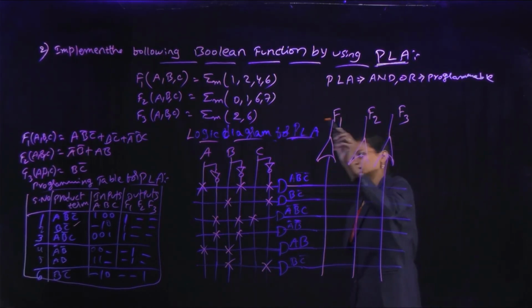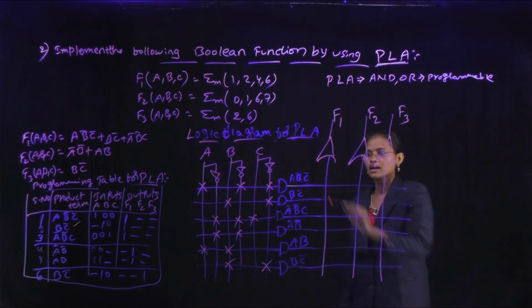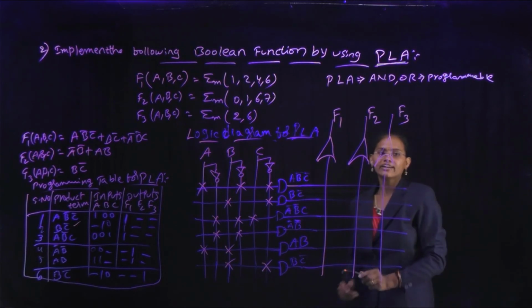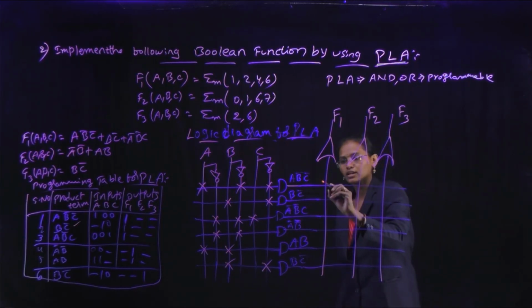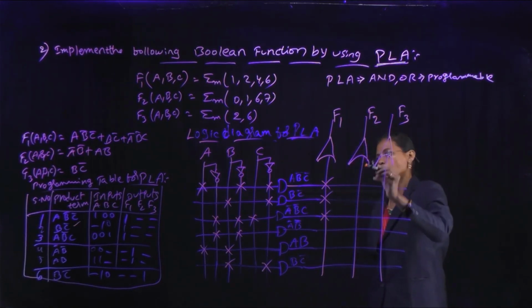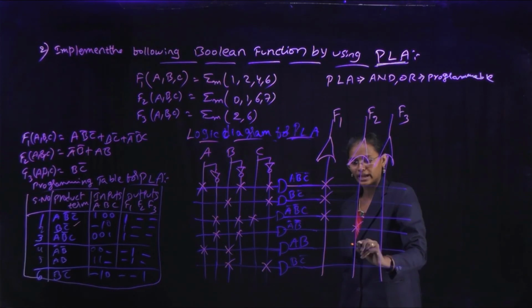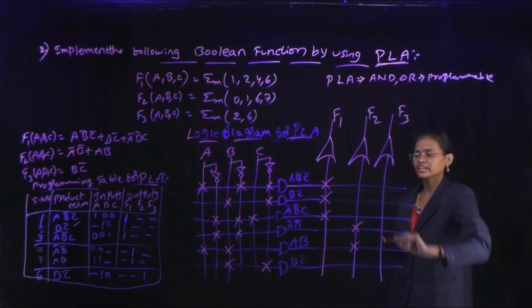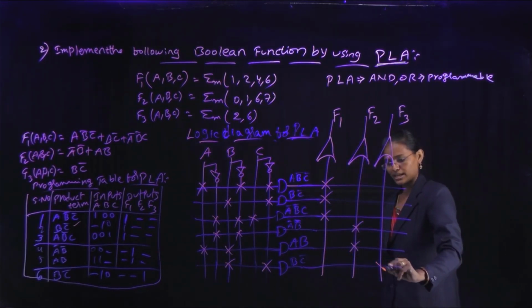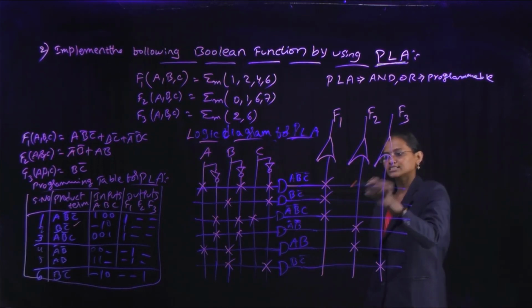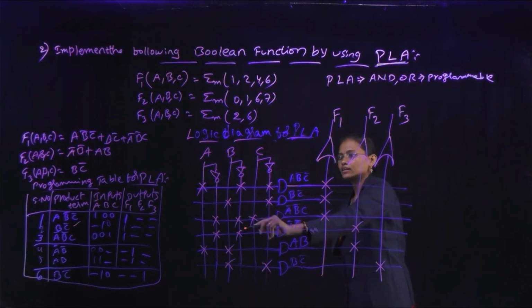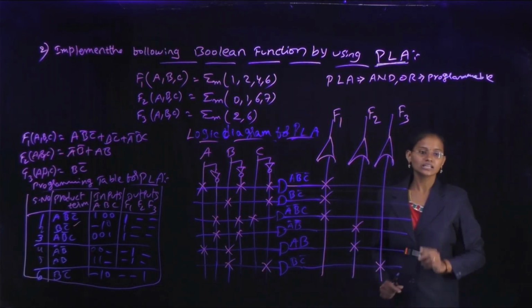Here F1 outputs are 3 product terms. The first 3 are connected to F1. Here all gates are also programmable. And next, F2 outputs are the next two product terms, that is A bar B bar and AB. And next F3 is B C bar. Here OR gates are programmable and AND gates are programmable. This is the PLA.